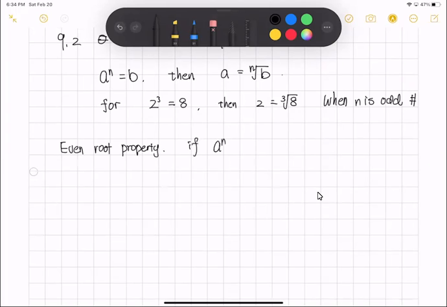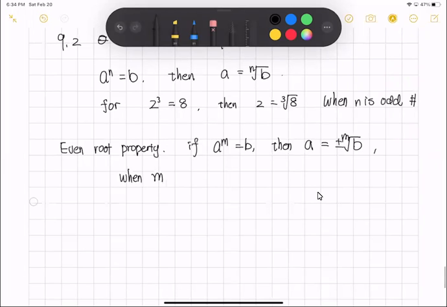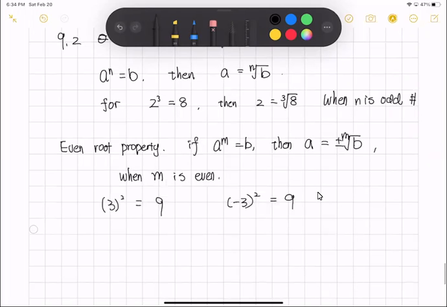If a to the m equals b, then a equals positive and negative mth root of b, where m is an even number. So why is that? Why do these have two answers, a positive and negative answer? Take a look, if I give you an example, you understand. 3 squared equals what? Equals 9. But negative 3 squared also equals 9.